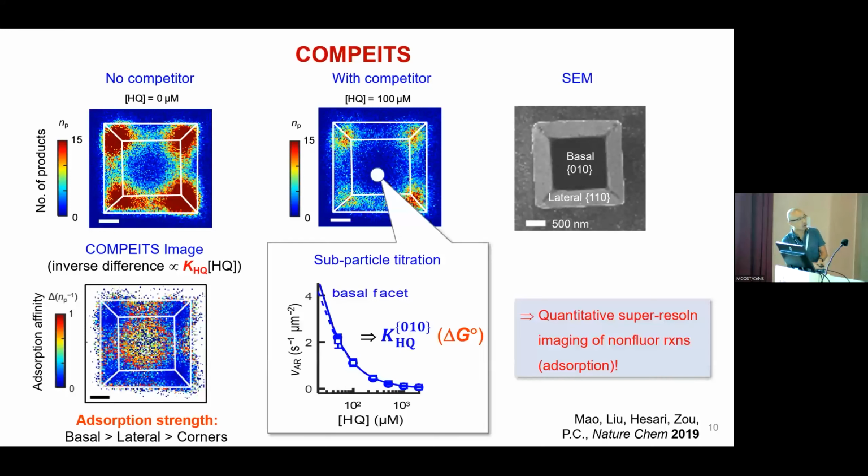Okay, now you can even dissect out a single facet and do a more careful titration by measuring the fluorogenic reaction rate as a function of the competitor concentration, and you titrate carefully, you actually can fit this curve, you can obtain the adsorption equilibrium constant of the hydroquinone on a specific facet, on a single particle. Of course, the equilibrium constant will give you a Gibbs free energy directly, okay? Now, what we have here is a quantitative way of mapping non-fluorescent reactions, and here the reactant adsorption at super optical resolution, about tens of nanometers spatial resolution.